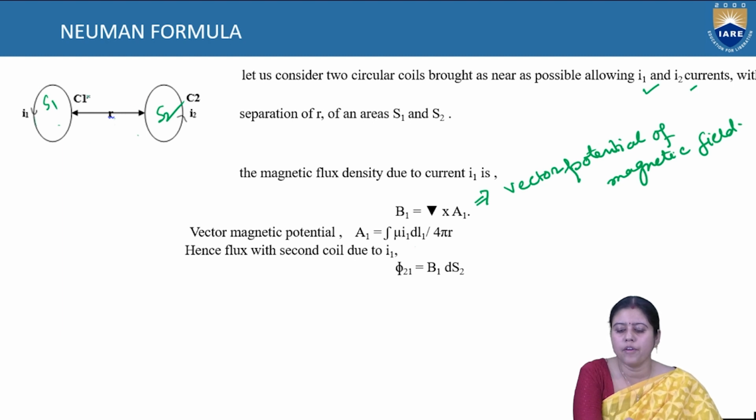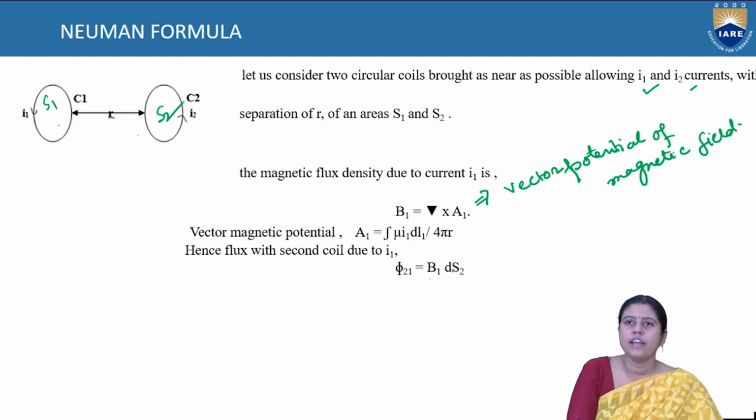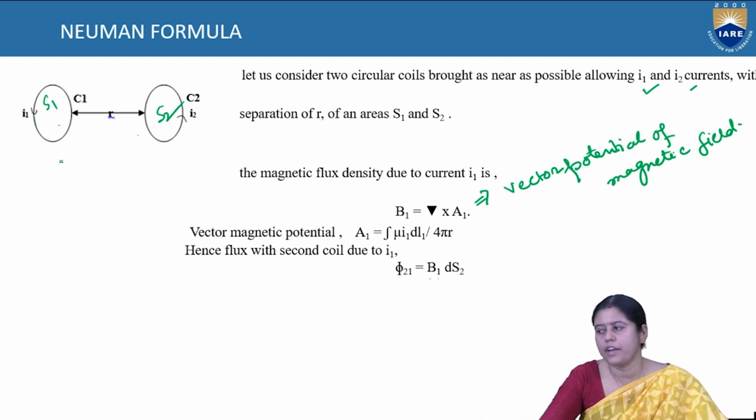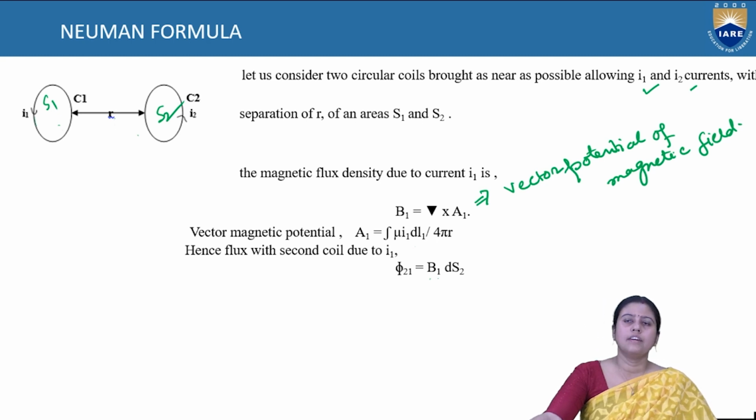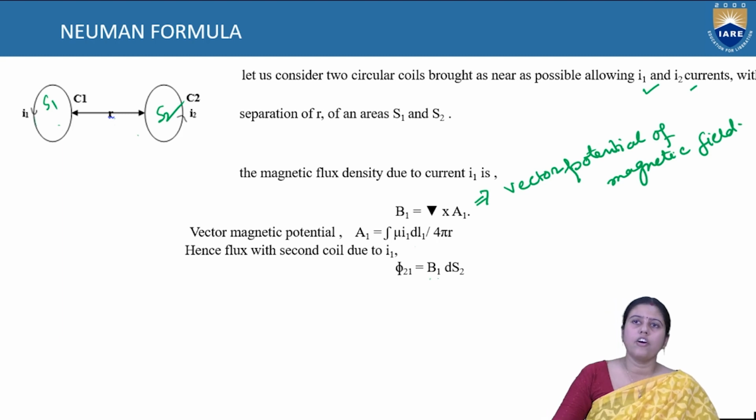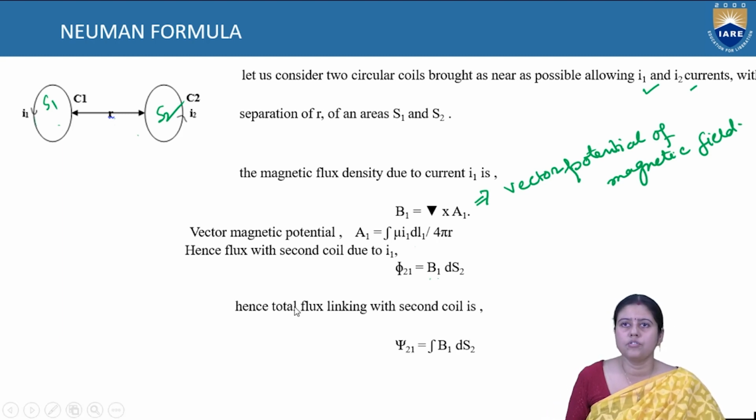second coil due to I1, we know is equal to B1 into ds2. B1 is the flux density of the first coil, and ds2 is the surface area of the second coil. So the flux cutting the second coil is B1 dot ds2. So psi 21 is equal to the integration of B1 into ds2. What is B1? B1 is the curl of A1.